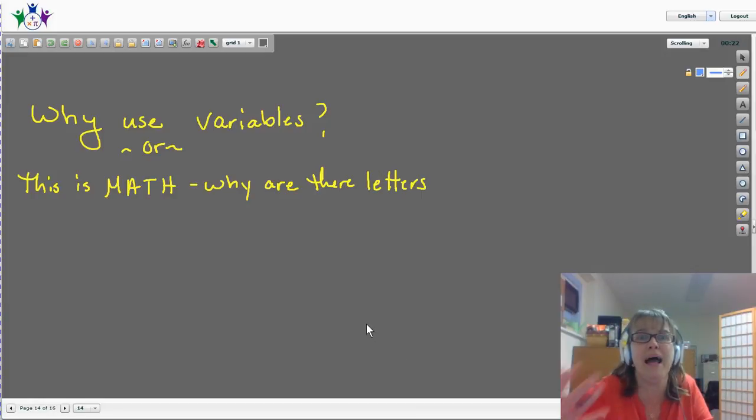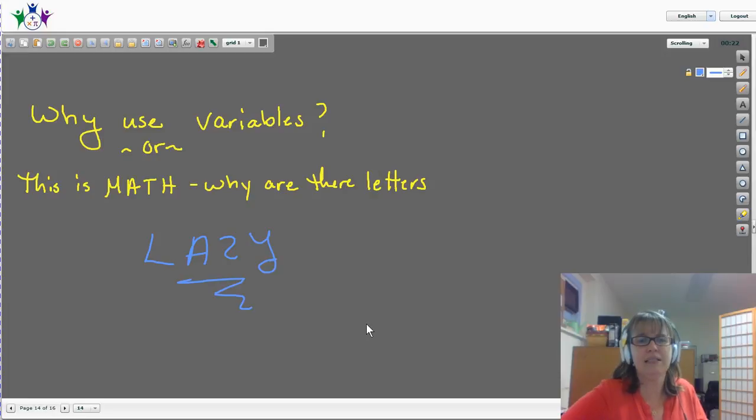Or this is math. Why are we using letters? And that's because mathematicians are lazy. And that doesn't mean that they sit on the couch and eat potato chips and play video games. It means that we do things the very easiest way possible so we can move on with our lives. And with that, let me show you.